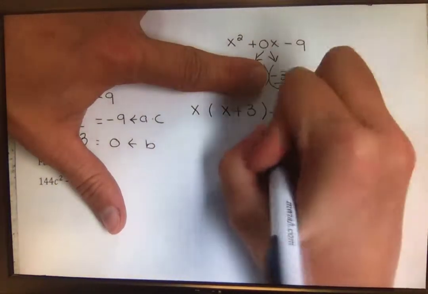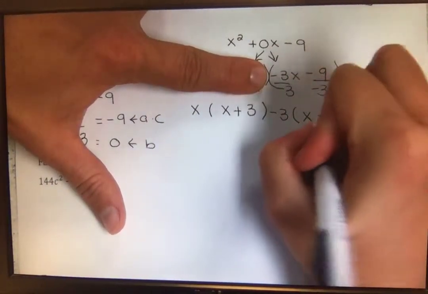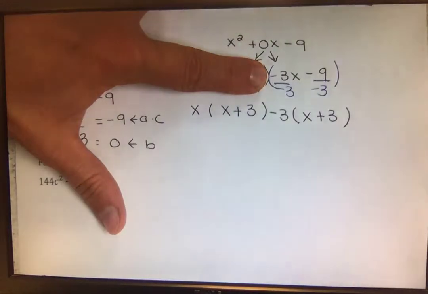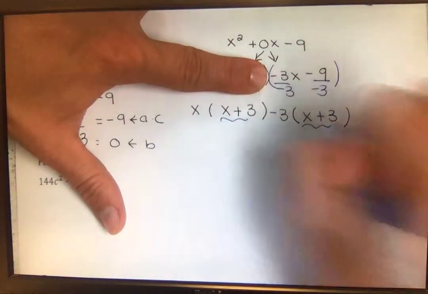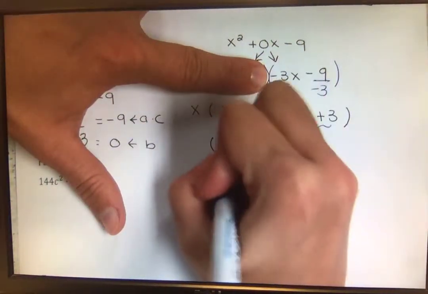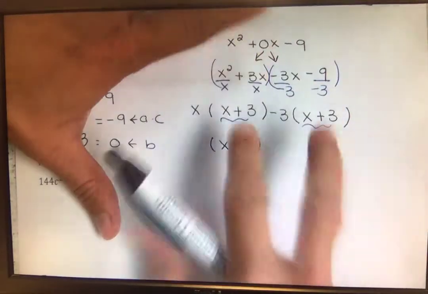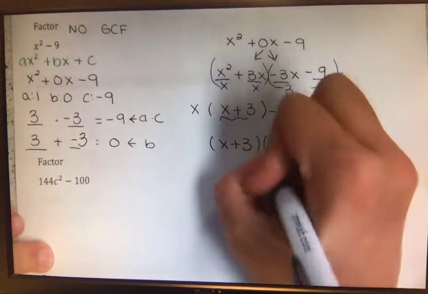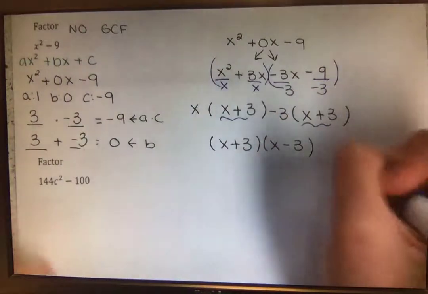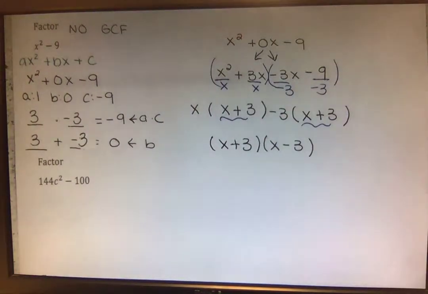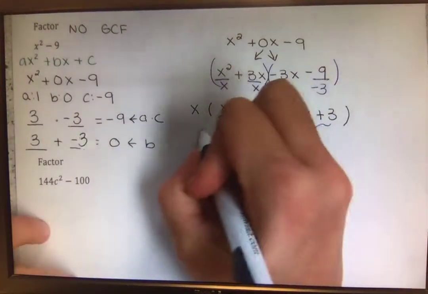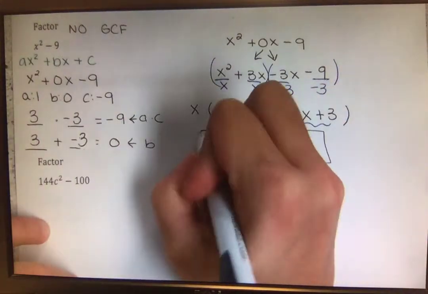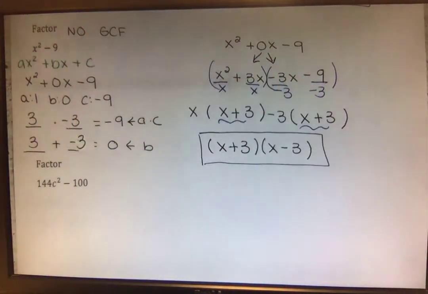Factoring out that -3, we are left over with x plus 3. We know we did something right because they are both x plus 3. They have that in common, so that'll be our GCF. Factoring out that x plus 3, we are left over with x minus 3, so that will be our other factor. So x plus 3 is a factor, x minus 3 is a factor. This will give us our final answer. X plus 3 times x minus 3 will multiply out to give us x squared minus 9.